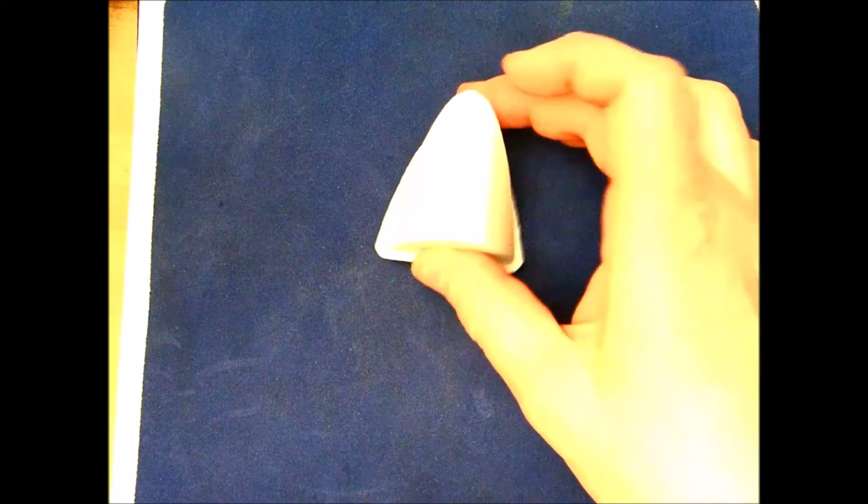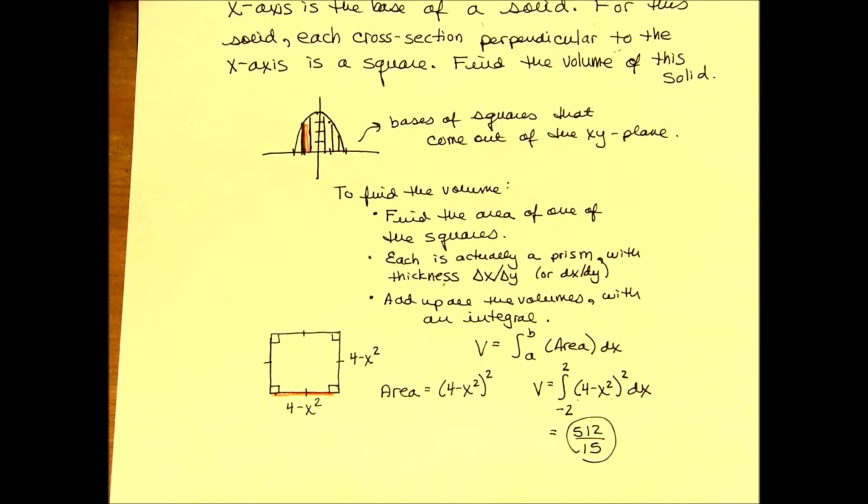But this thing has a base. That's our parabola. Cross-sections perpendicular to the x-axis are squares. So if I slice this over there, I get a bunch of squares. And this is kind of the solid that we were just talking about. Let's take a look at a couple other problems.